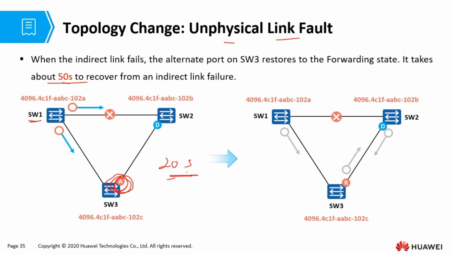So normally in the exam they will ask you about a direct link or indirect link, and how much time you will use to recover from an indirect link and a direct link failure. For an indirect link, you need 50 seconds. What we mean by an indirect link is that you are not connected directly to your switch 1. You still have an upstream switch there, so you need to wait another 20 seconds for the maximum age.